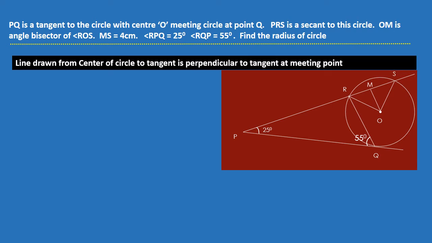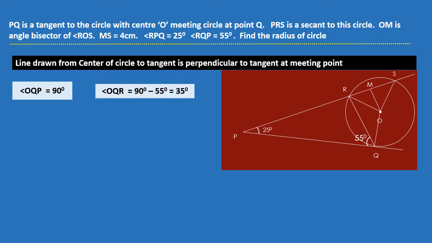Well, the first thing that we do is, the line drawn from the center of the circle to the tangent is perpendicular to the tangent at the meeting point. So OQ is perpendicular to PQ. Angle OQP is equal to 90 degrees and therefore angle OQR is equal to 35 degrees, 90 minus 55.